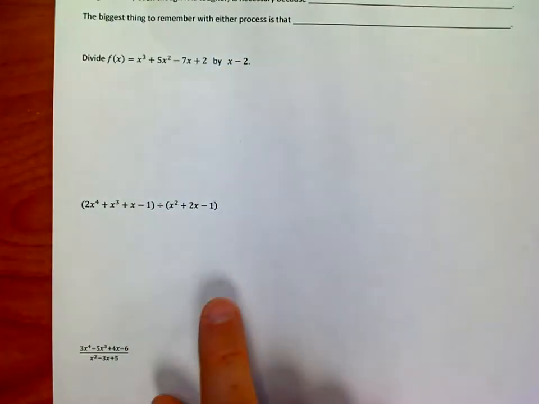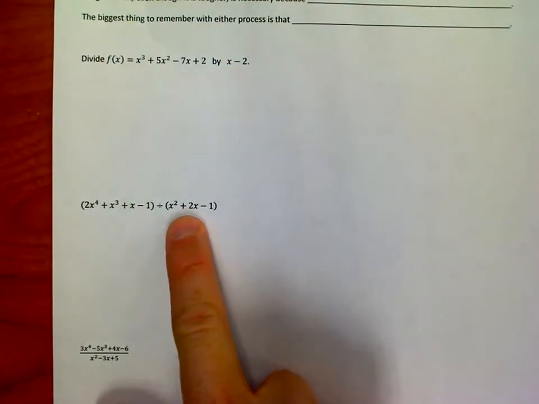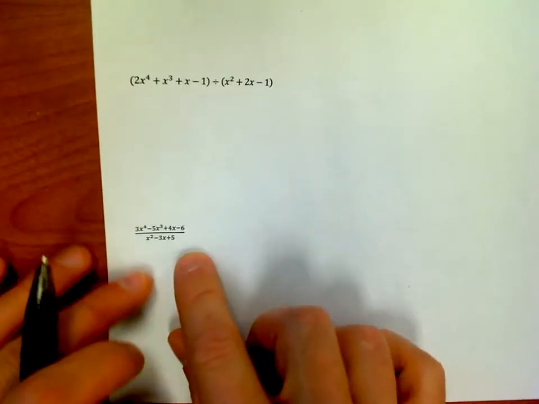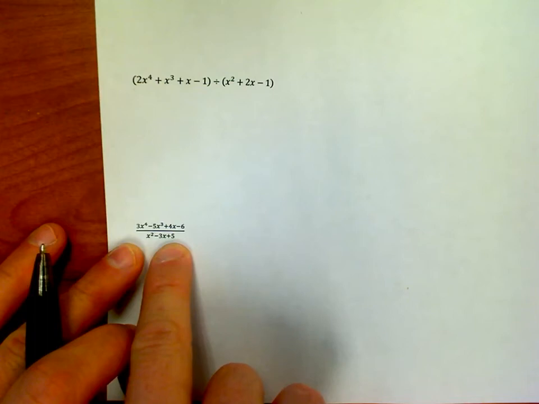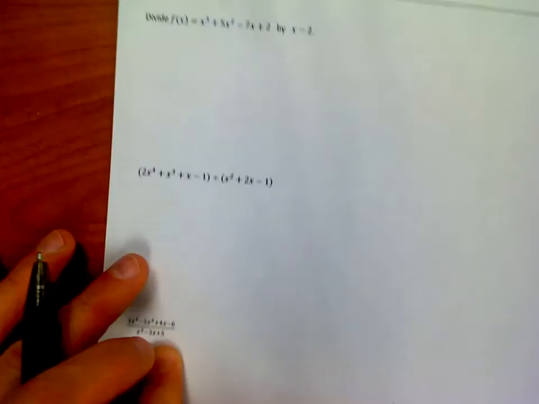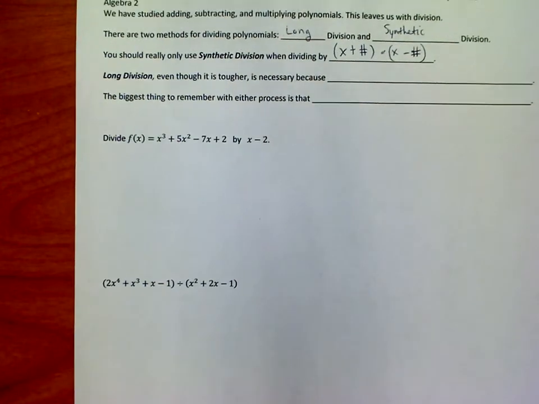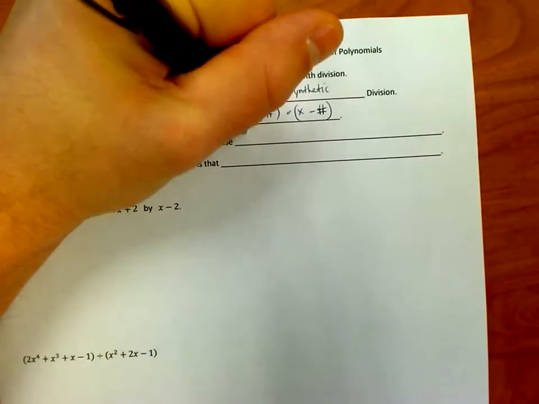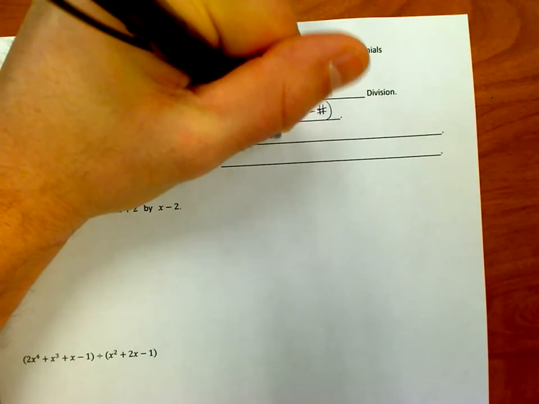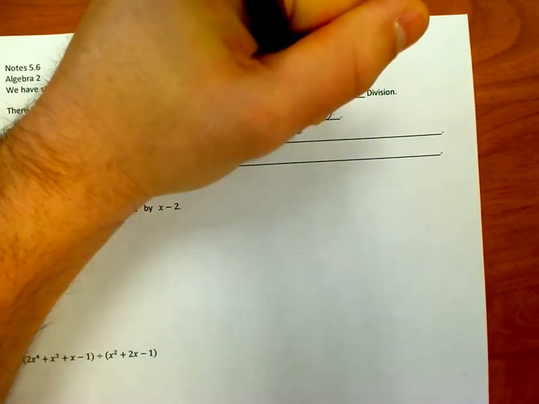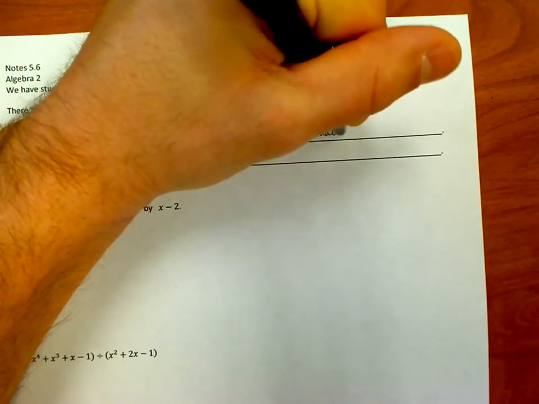When you divide by things like this, though, that's more complicated. Or if you divide, this is another way of writing a division problem, over a fraction. If I'm dividing by something complicated, or maybe I'm dividing by 2x minus 3, or dividing by 3x plus 4, or something like that, if I have anything other than x plus or minus a number, it's probably going to be a long division problem. Now, that's tougher, but it's necessary because it works for all situations, no matter what we're dividing by.